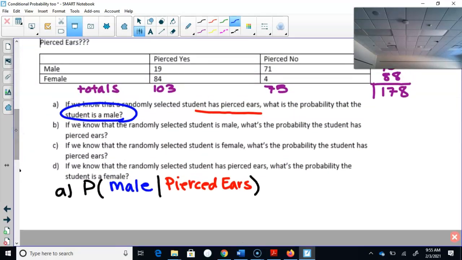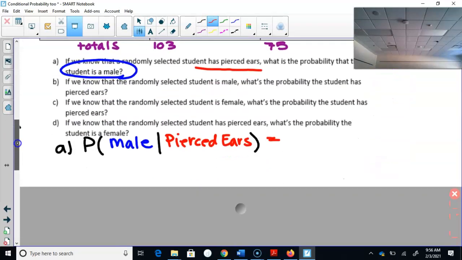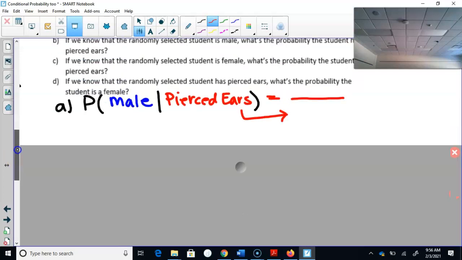What's the probability of pulling out a male, if everyone's name is in a hat? What's the probability I pull out someone who identifies as male given they have pierced ears? So now the person has to have pierced ears. It's not everyone's name in a hat anymore. Remember what I said up here. Let's talk about the denominator first. The denominator is the given. So in the bottom, I need to put everyone who has pierced ears.